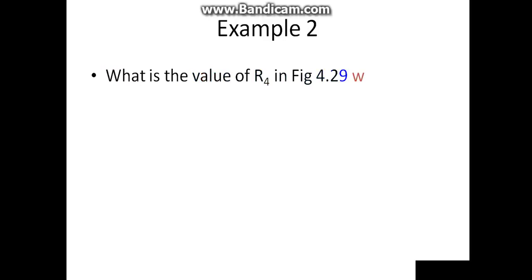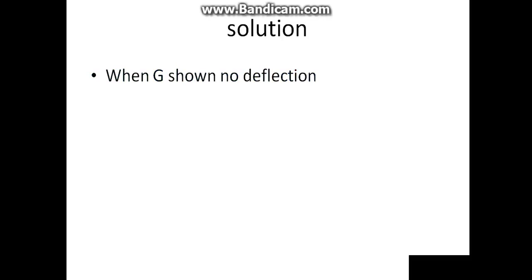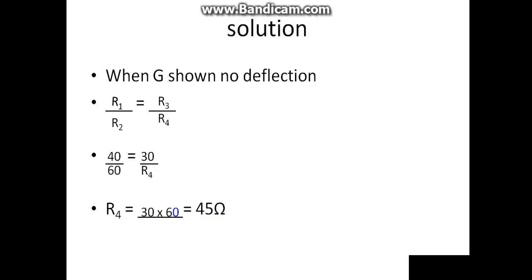Example 2. What is the value of R4 in figure 4.29 when G shows no deflection in the circuit shown above? Solution. When G shows no deflection, R1 over R2 is equal to R3 over R4. 40 over 60 is equal to 30 over R4. R4 is equal to 30 times 60 all over 40, which is equal to 45 ohms.